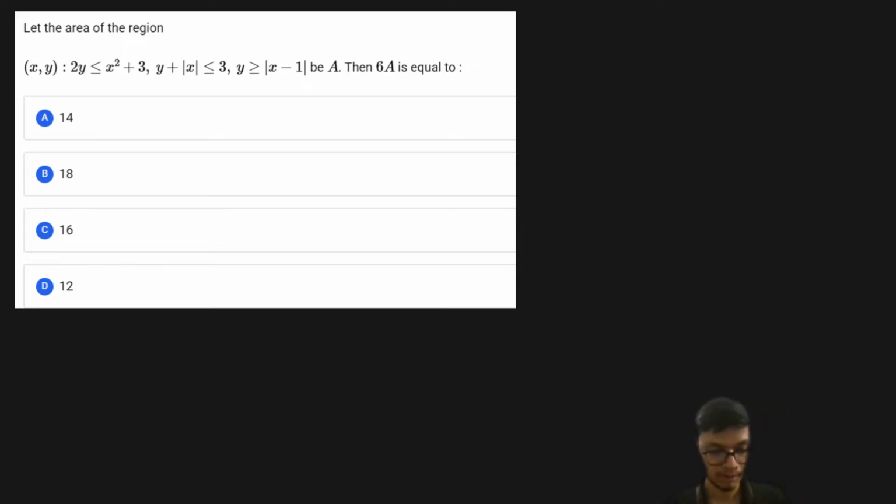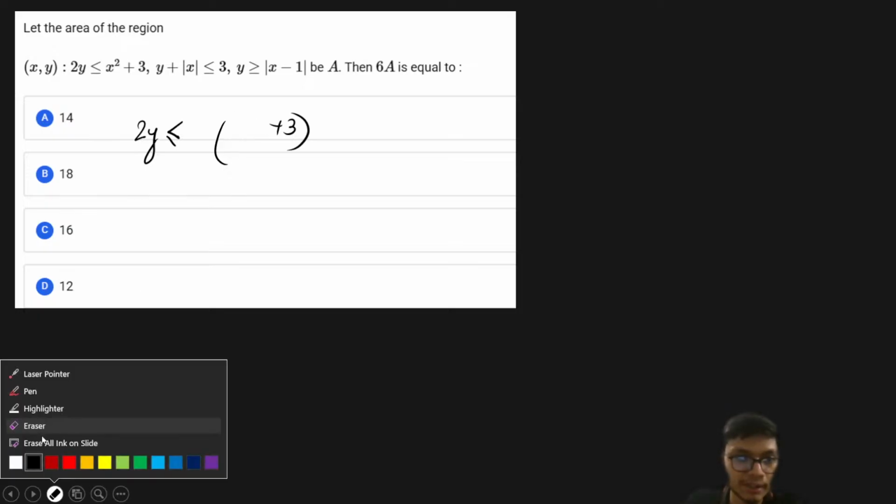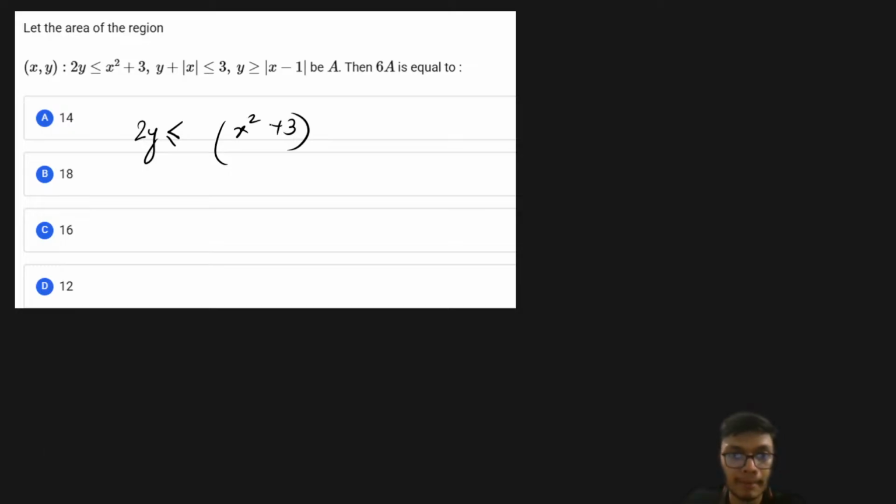Okay. All right. So let us see how we proceed with this question, right? The very first thing that you need to do is try to plot the region. So let us plot the region over here. So we have the given region which is bounded by x square plus 3 greater than or equal to 2y, right?